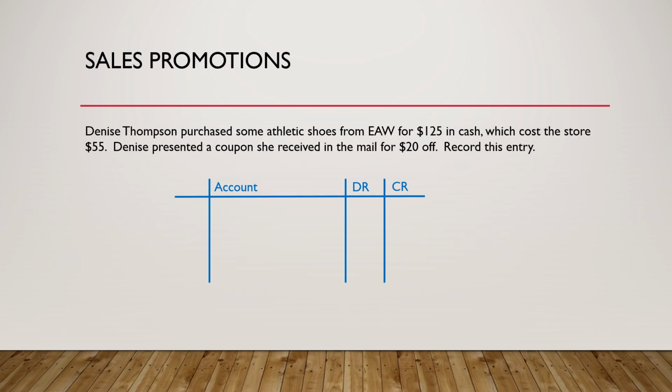Denise Thompson purchased some athletic shoes from ExoShield Athletic Wear for $125 in cash, which cost the store $55. Denise presented a coupon she received in the mail for $20 off. Record this entry. For point of sale coupons, debit cash and credit sales, but not for $125. Treat the coupon as a $20 reduction in sales price. Expense the merchandise off the books as normal.